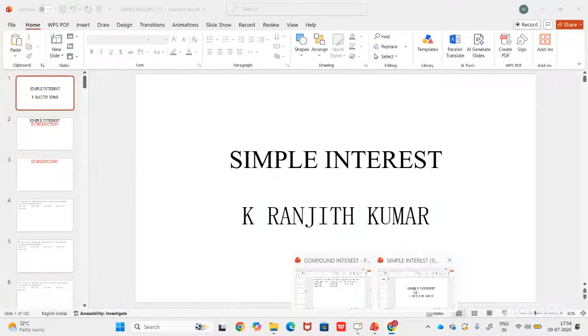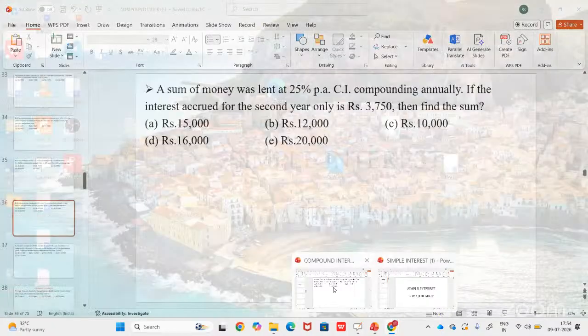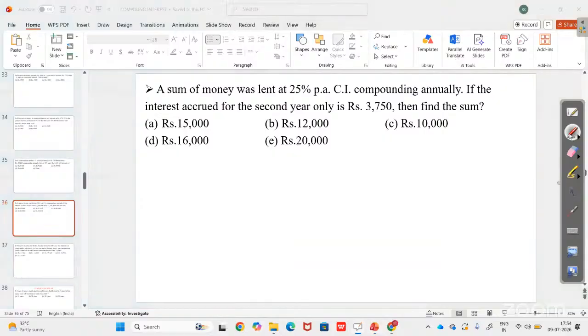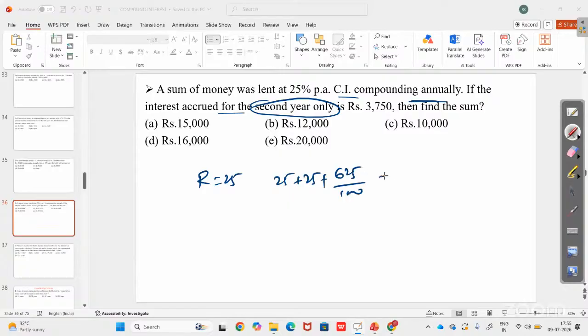A sum of money was lent at 25 percentage compound interest, compounding annually, if the interest occurred for second year only. We know R equal to 25 percentage for 2 years will be equal to 25 plus 25 plus 625 by 100 will be equal to 56.25. If I subtract initial first year which is 25, I will get 31.25.